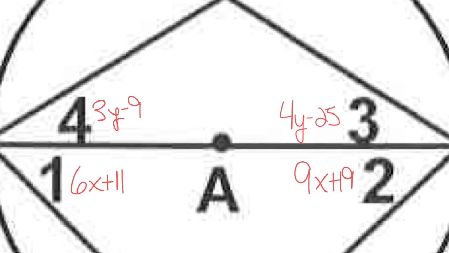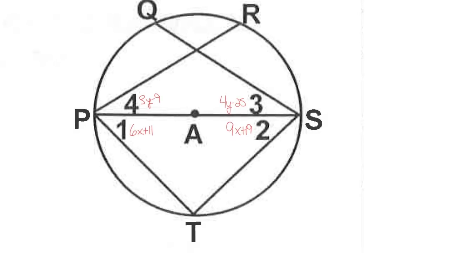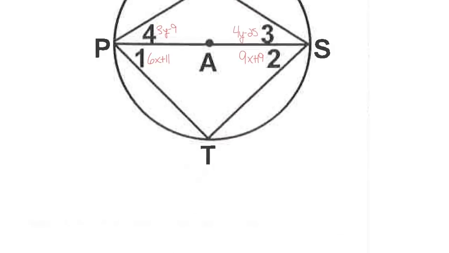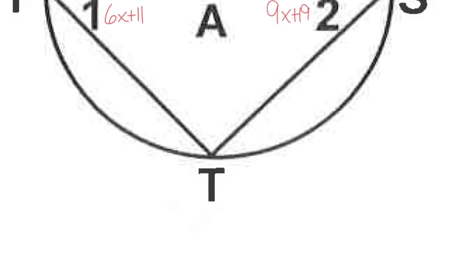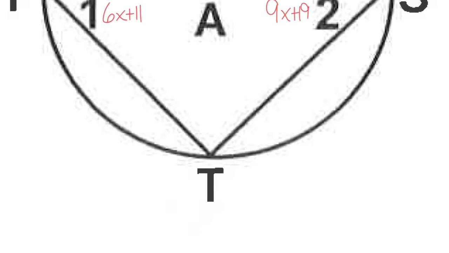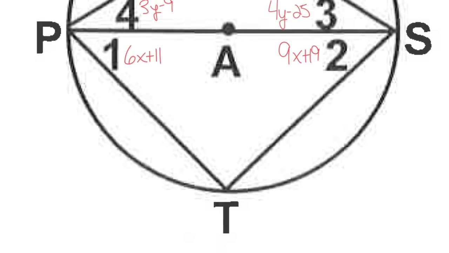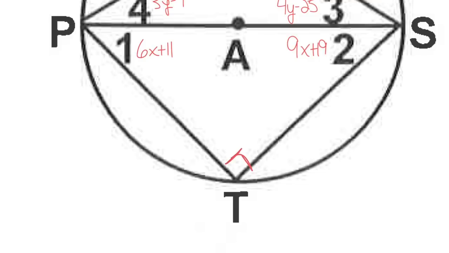And then it looks like it tells us that arc PQ, this arc right here, is congruent to arc RS. It says to find the measure of angles 1, 2, 3, and 4. So we're going to have to find an X, and we're going to have to find a Y. Let's look at this triangle here first that has angles 1 and 2 in it. Since that is a diameter going PS, and this is an inscribed angle PTS, this is 90 degrees.